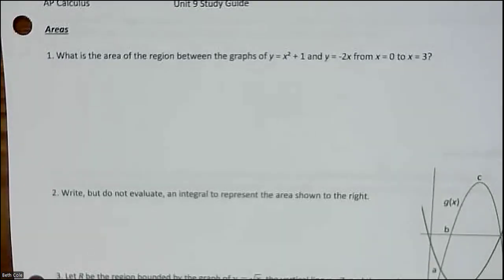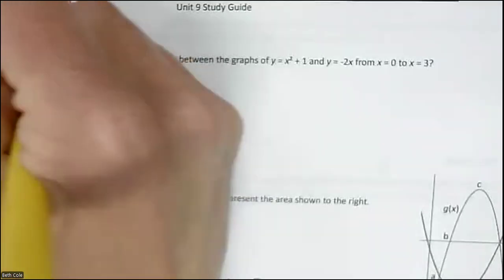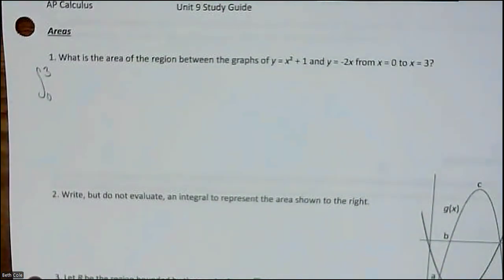Right. What is the area of the region between those graphs from 0 to 3? So we're going to set up our integral 0 to 3. You need to know which one is above the other one because it's going to be upper minus lower. I would maybe either just draw a sketch off to the side or sort of use my imagination.